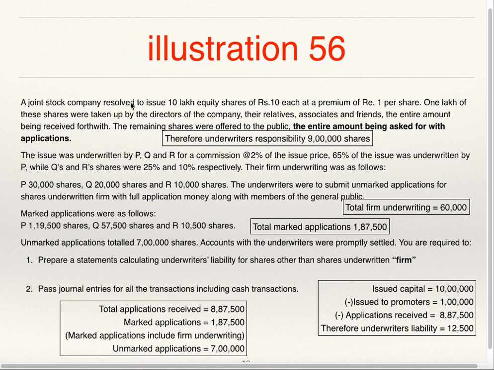A joint stock company resolved to issue 10 lakh equity shares of 10 each at a premium of 1 per share. So issue price is 10 plus 1, which is 11.